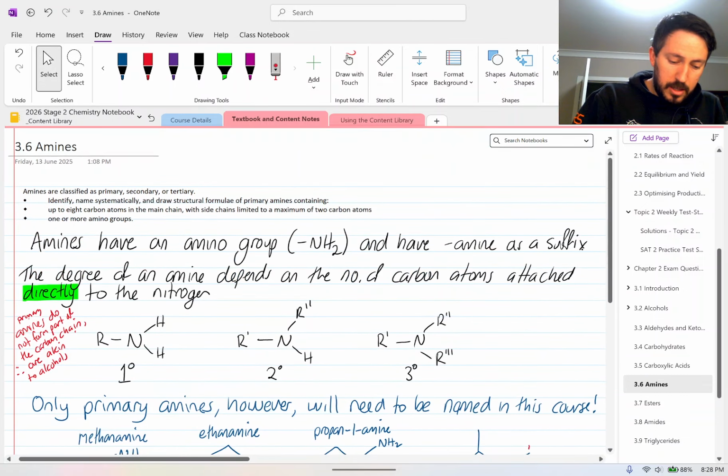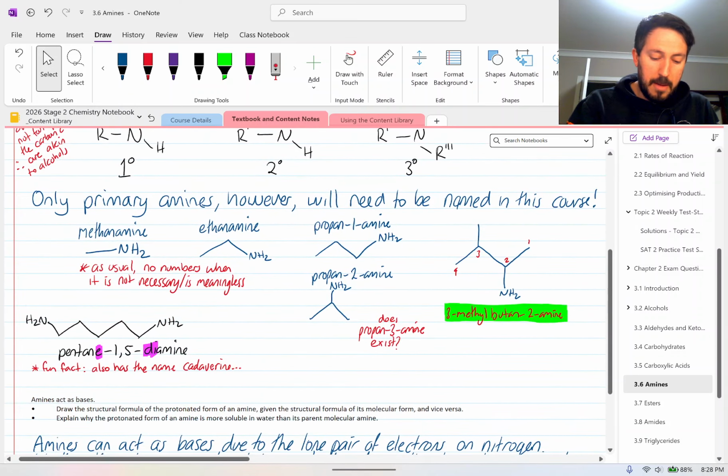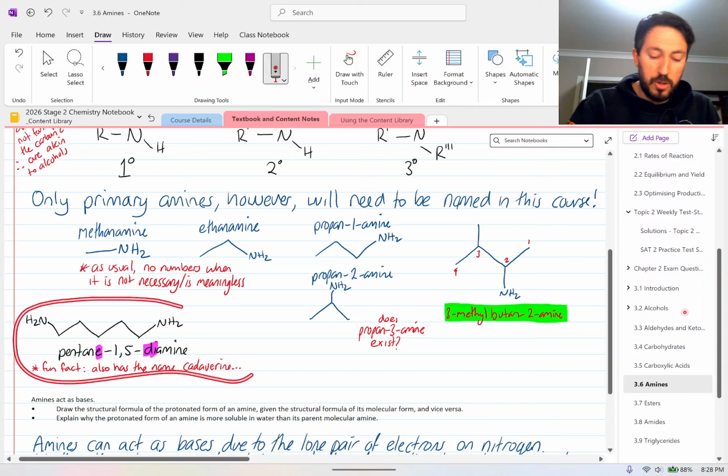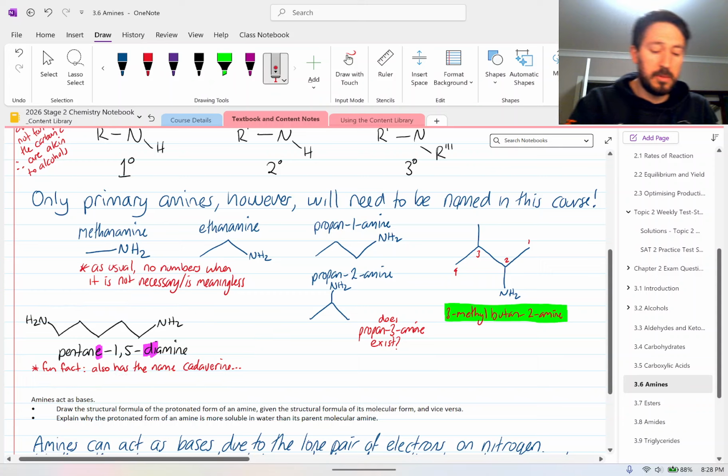Now let's double check. We don't have to, by the looks of it, name any diamines, but just for your sake, just to show that you have the ability to name some of them at least.